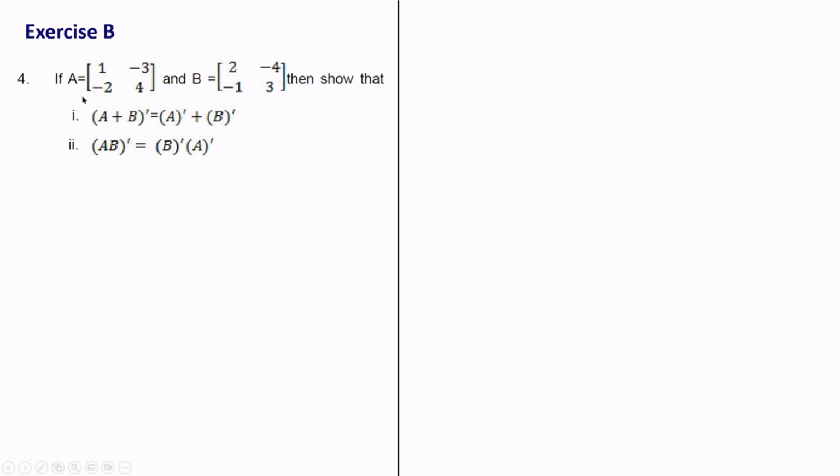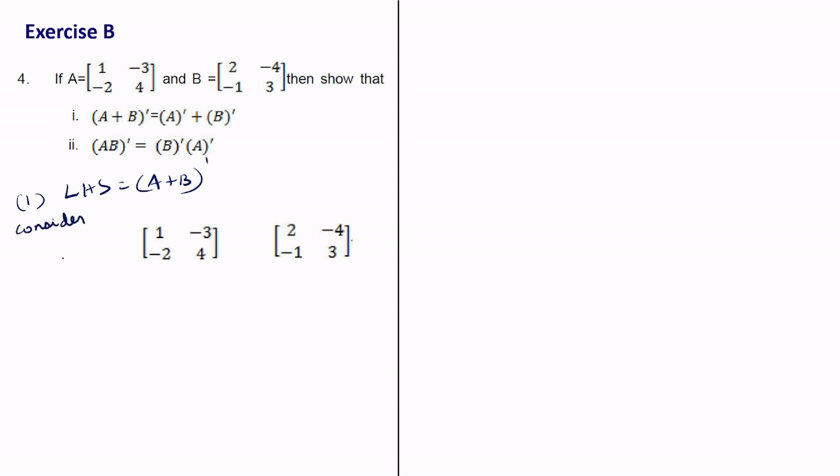Next question. If A is this 2 by 2 matrix 1, minus 3, minus 2, 4 and B is 2, minus 4, minus 1, 3, then show that, so we have to prove these two. The first one is we have to show that A plus B the whole transpose equal to A transpose plus B transpose. The left hand side is A plus B the whole transpose. So let us first find A plus B.